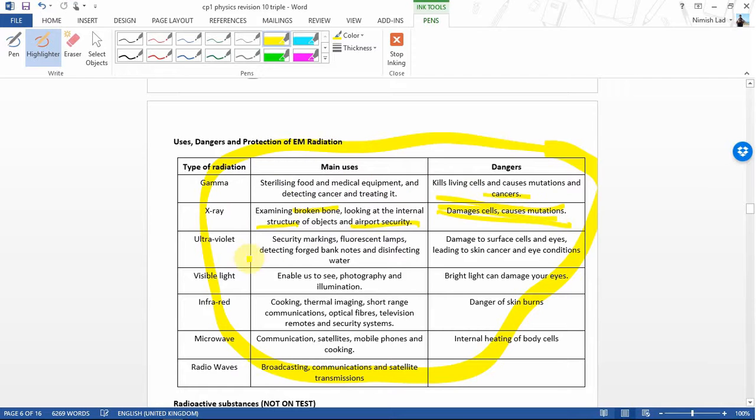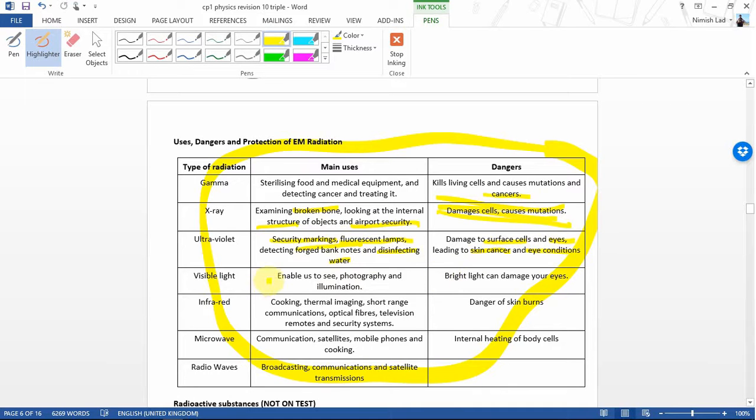Ultraviolet: security markings like smart water show up under ultraviolet. Some fluorescent lamps, detecting forged banknotes, and also you can disinfect water, so kill the bacteria in some water using ultraviolet. If you get too much ultraviolet to surface cells or cells in your eye, it can cause damage to them, again causing mutations. That can lead to skin cancer. So we get a lot of ultraviolet out of the sun. That's why some people that tan too much end up with skin cancer, and also eye conditions. That's why if you ever go in a sun tanning bed, you have to wear the little goggles over your eyes.